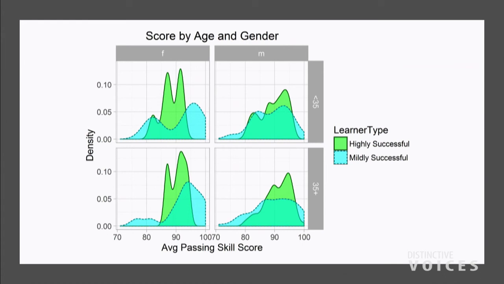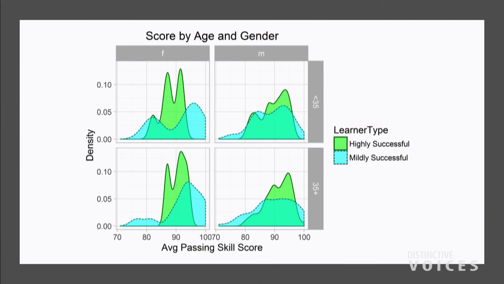And what you see here is pretty interesting. Look at the difference between the females here that are under 35 and the males here. We found that is really true in the data, and it really stayed constant under 35 and over 35.